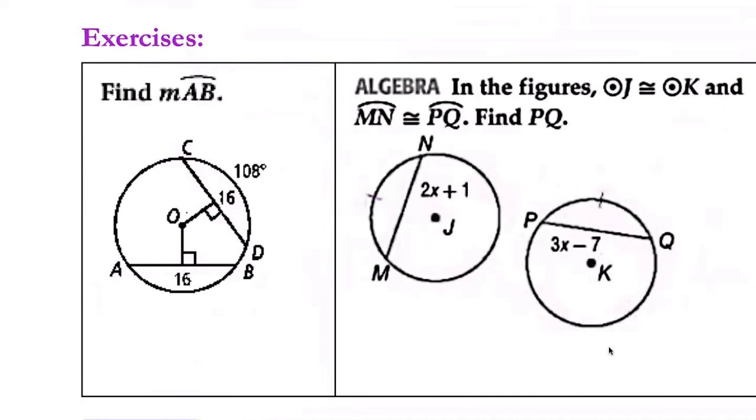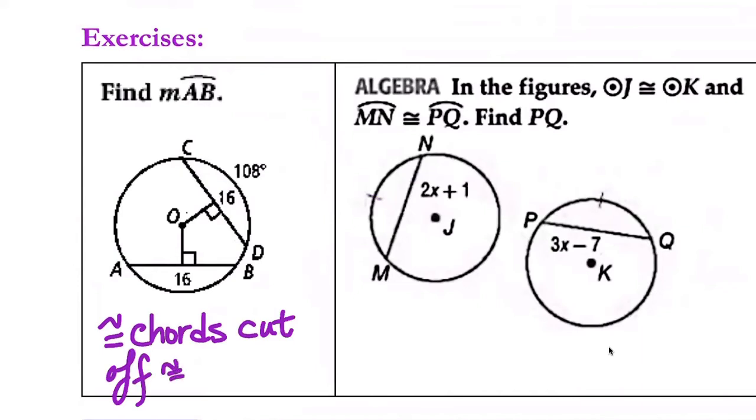So on this problem, we're given that the two chords are congruent. So that chord and that chord are congruent. And that means that the arcs are also congruent. Congruent chords cut off congruent arcs. And that means that the measure of arc AB would also be 108 degrees.